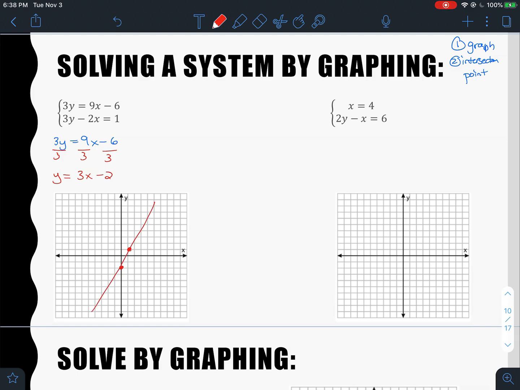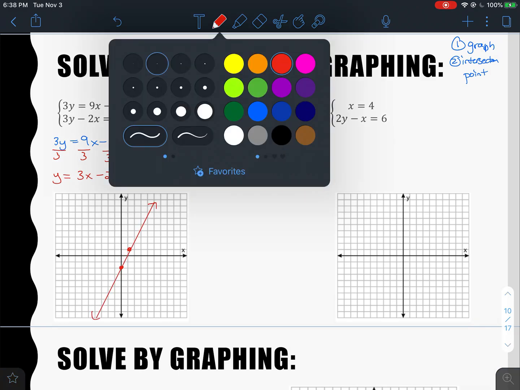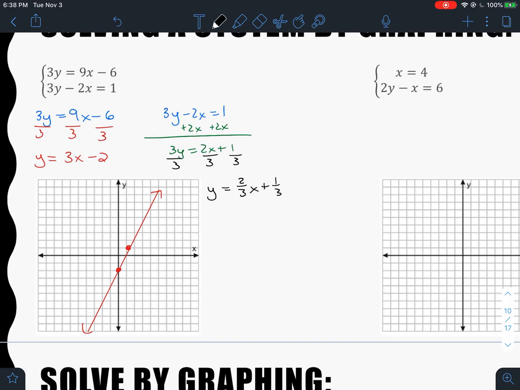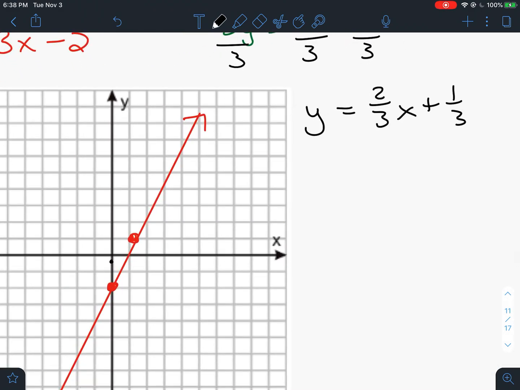So I'm going to start at negative 2, and then I'm going to go up 3 over 1. Connect those points. And there's my first linear equation. And then I'm going to take my second one, 3y minus 2x equals 1, and I'm going to solve that equation for y. So I'm going to add the 2x over, and I get 3y equals 2x plus 1. Then I will divide everybody in this equation by 3. And I get y equals 2/3 x plus 1/3.